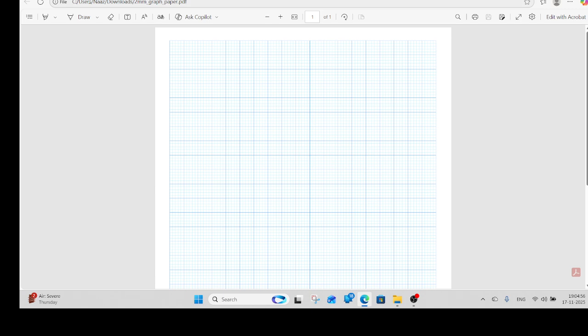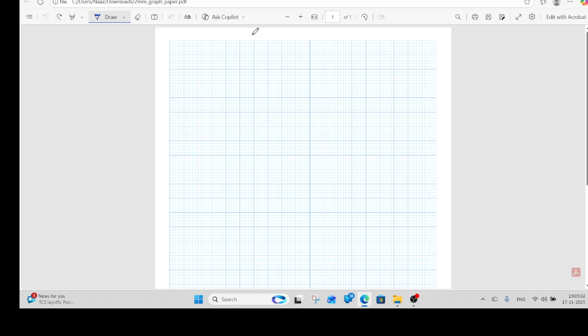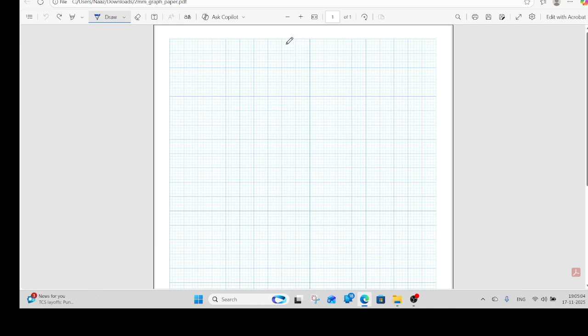So I'm going to graph it. Let me plot my graph. I need to draw a straight line. This is my x-axis.